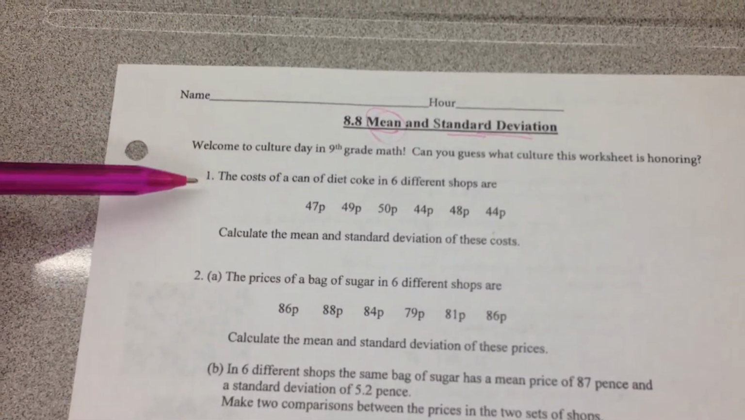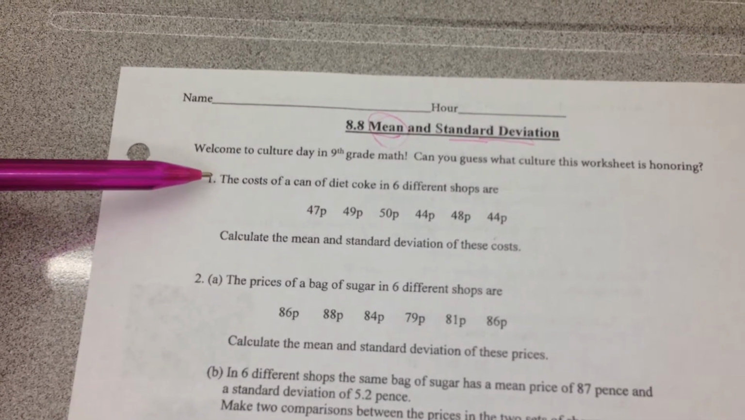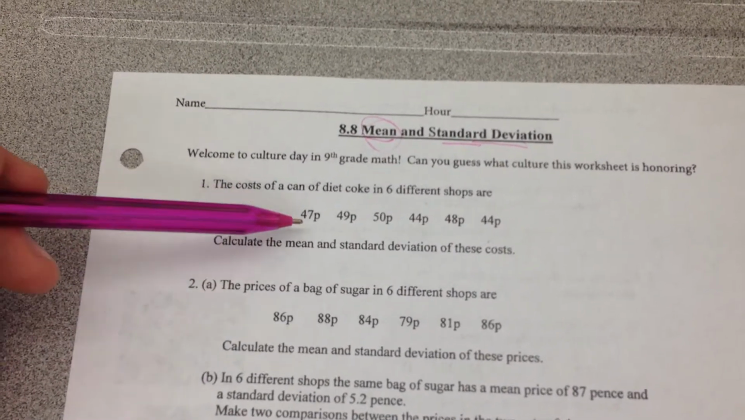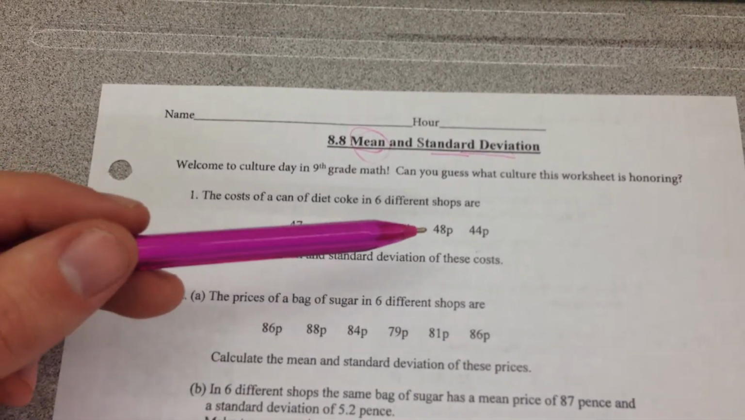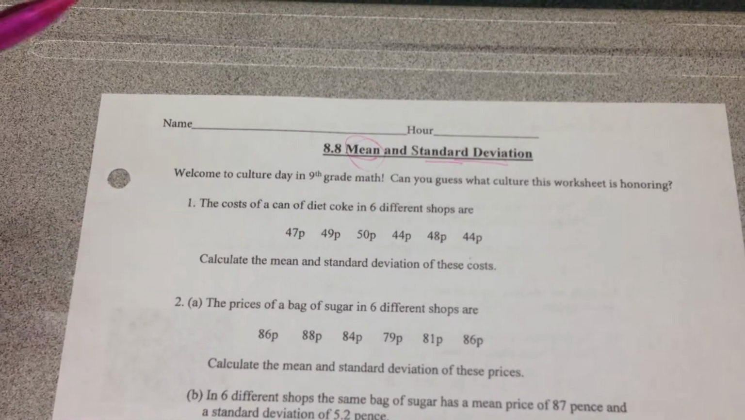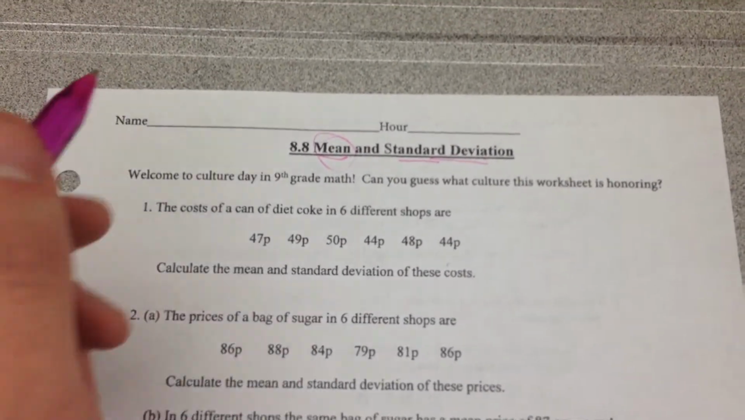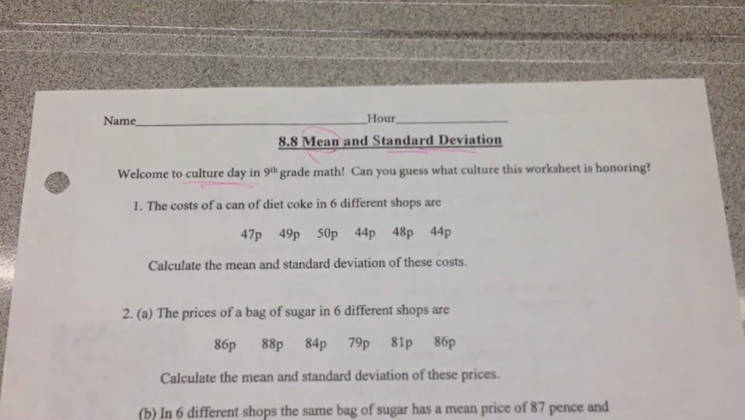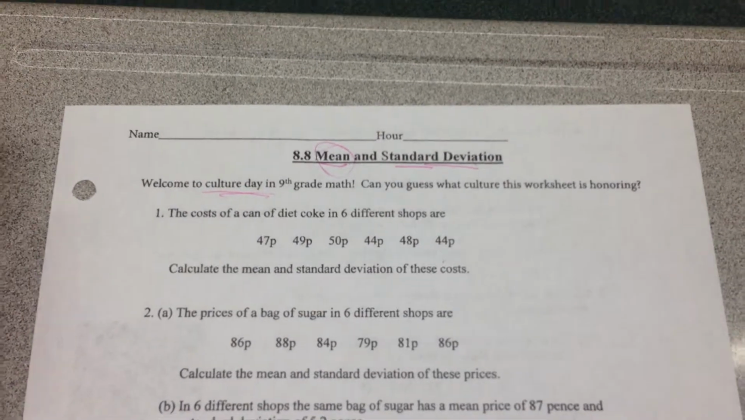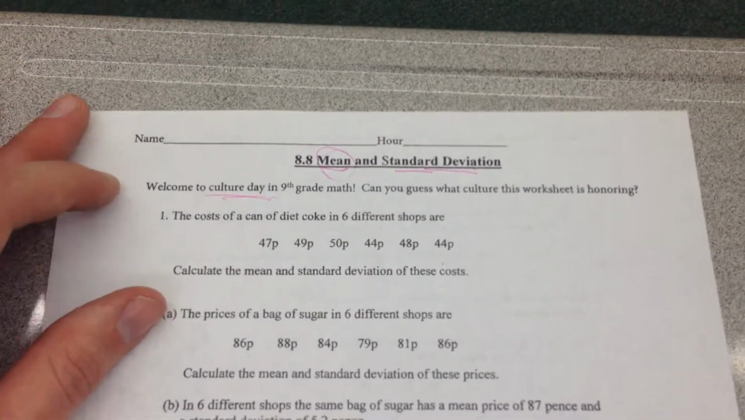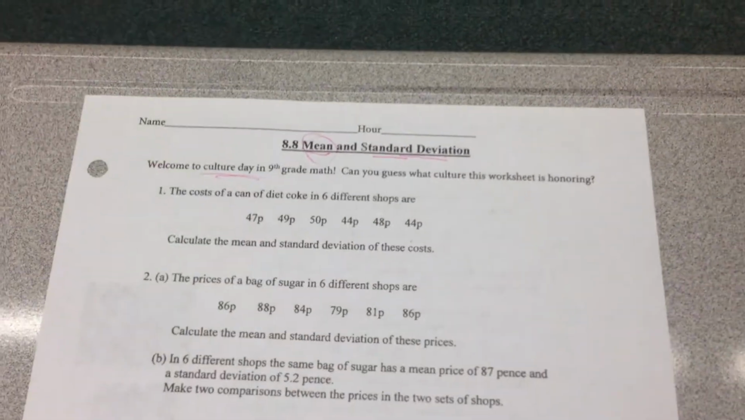Question 1 tells us that the cost of a can of Diet Coke in 6 different shops is 47p, 49p, 50p, 44p, 48p, 44p. If you want to think of those as pennies, you can. I think the writer of this worksheet meant pence. We talked about how to do this by hand in class, but it's a huge nightmare, so let's go ahead and use a graphing calculator.